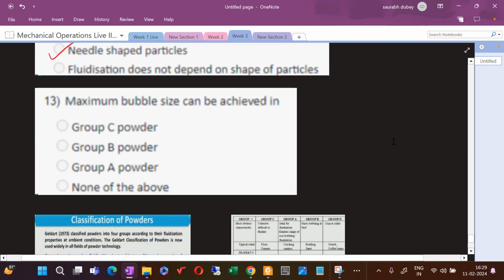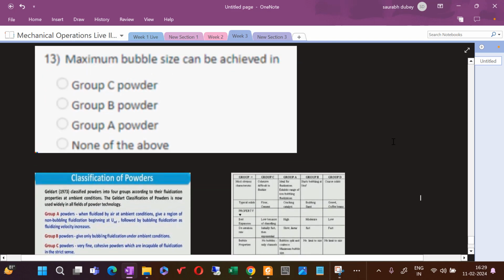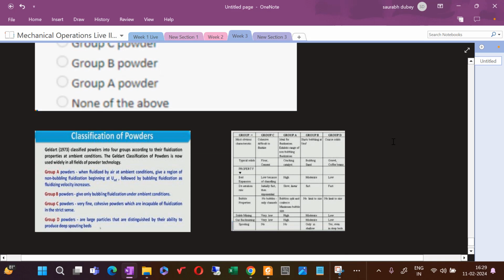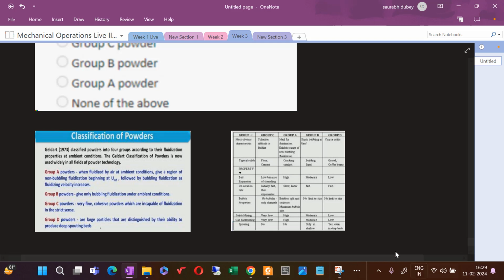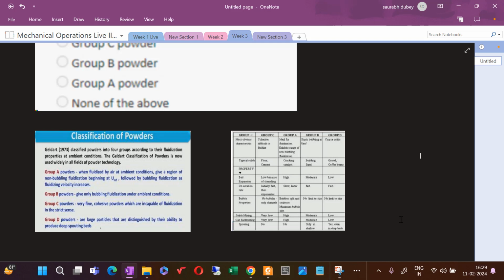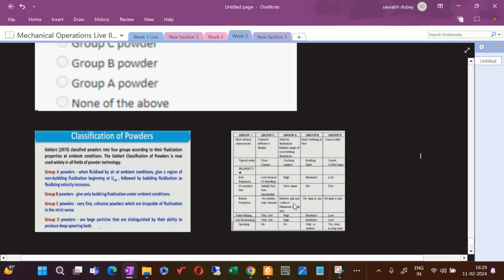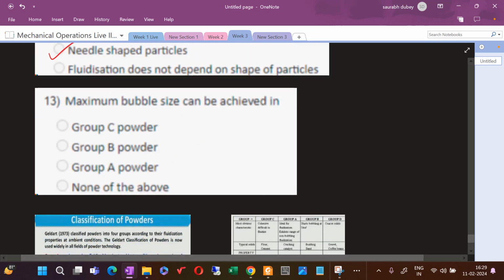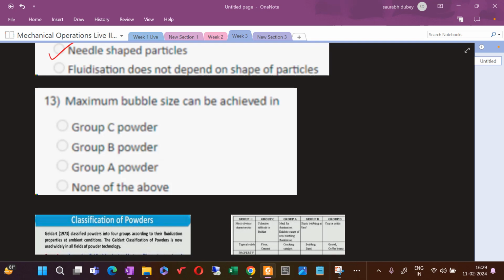So from here you see the maximum bubble size can be achieved in... Here you are given that in bubbling fluidization, as the fluidization velocity increases, this leads to the maximum bubble size, which is group A. So group A has the maximum bubble size. So group A powder is the correct answer.